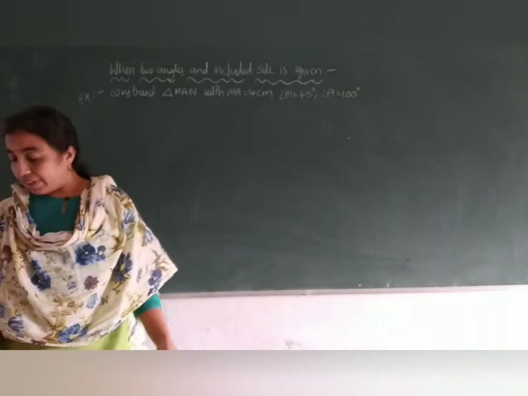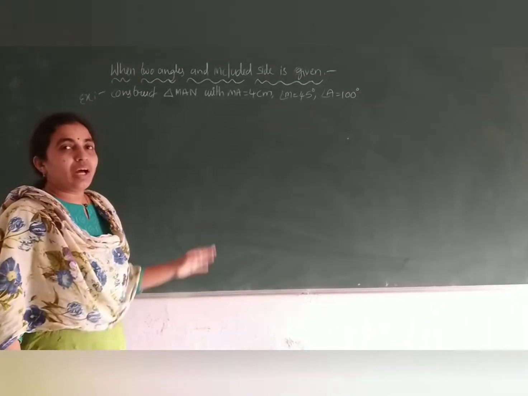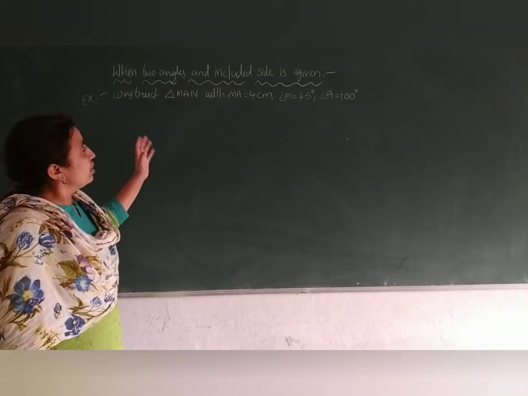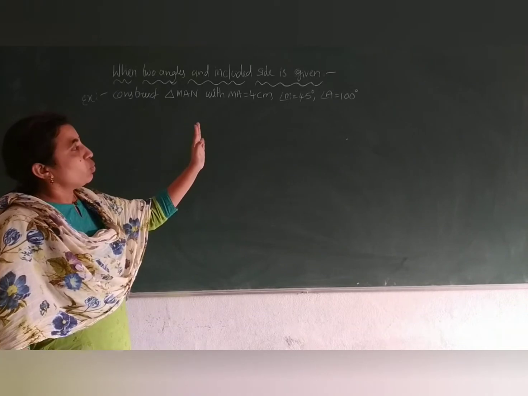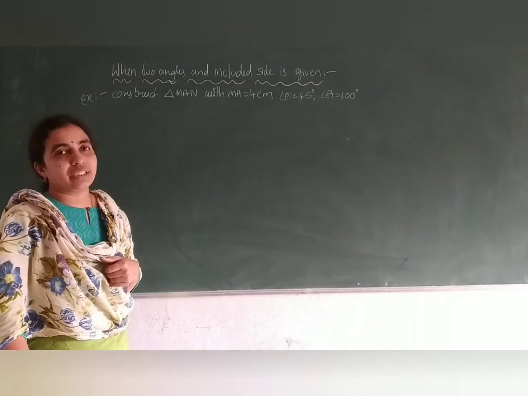Good morning, children. In the previous class, we completed exercise 1 and exercise 2: how to construct a triangle when three sides are given, and when two sides and the included angle are given. Now, let us go for construction of a triangle when one side and two angles are given. When two angles and its included side are given, how to construct that triangle.